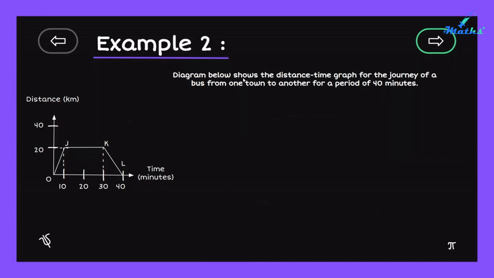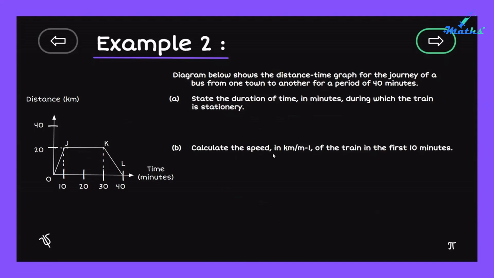The diagram below shows the distance-time graph for the journey of a bus from one town to another for a period of 14 minutes. Use the graph to answer the questions. Question A, state the duration of time in minutes during which the train is stationary. B, calculate the speed in km h^-1 of the train in the first 10 minutes. C, find the distance in km traveled by the train in the last 10 minutes.